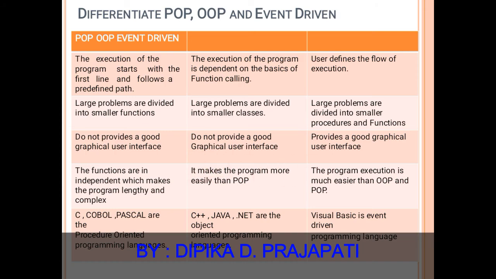OOP makes the program easier than POP. And in event driven, program execution is much easier than OOP and POP. Examples of languages: C, COBOL and Pascal are procedure oriented programming languages. C++, Java and .NET are object oriented programming languages, and Visual Basic, that is VB.NET, is an event driven programming language.